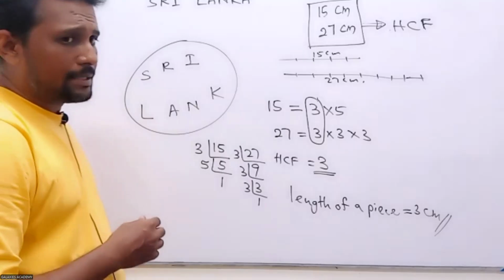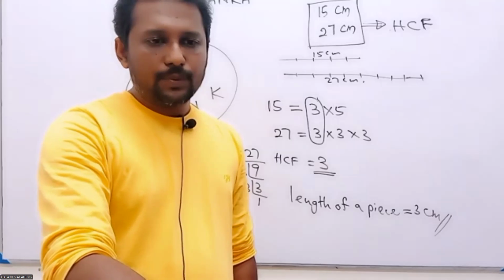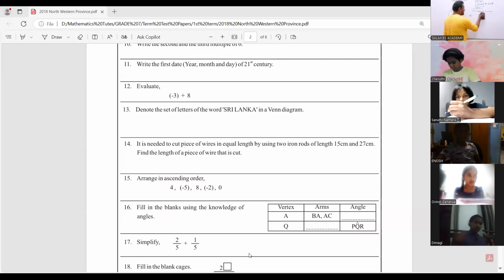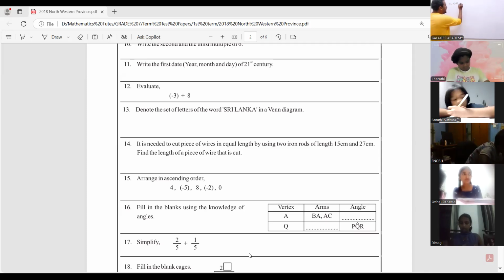Right. Then let's go to the next question, number 15. Question number 15 given. Arrange in ascending order. Directed numbers given, few directed numbers given, you have to arrange in ascending order. Ascending order means you have to arrange smaller to larger number, no? Rearrange smaller to larger. What are the given values? 4, -5, 8, -2, and 0.